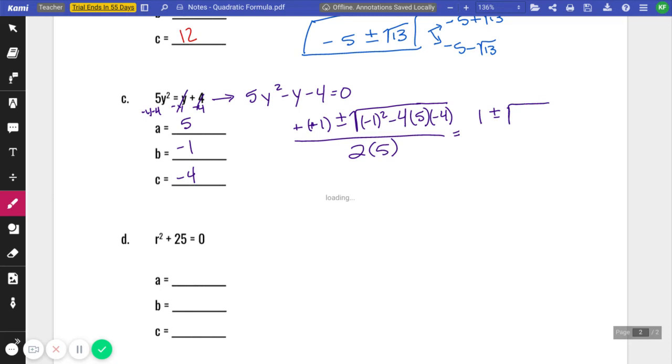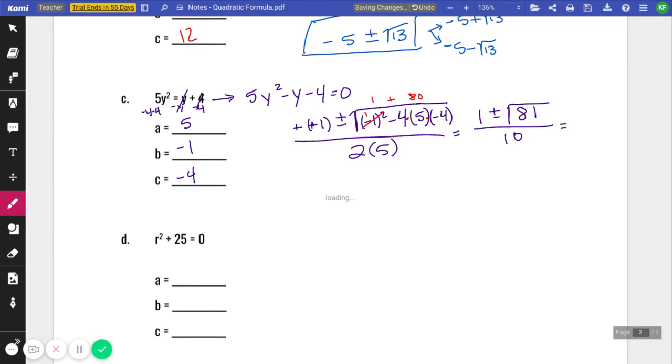-1 squared, that's just 1, so that's pretty easy to simplify. And then -4 times 5 times -4 would give us a positive 80. So if you need to pause, do stuff on your calculator before I continue, you can totally do that. So my discriminant is going to be 1 plus 80, which is 81, and it's all over 10.